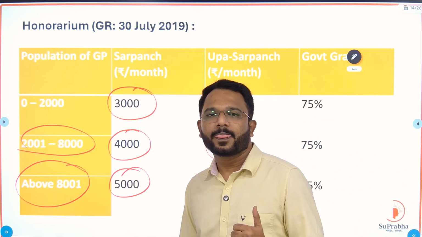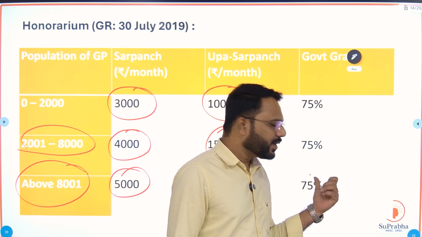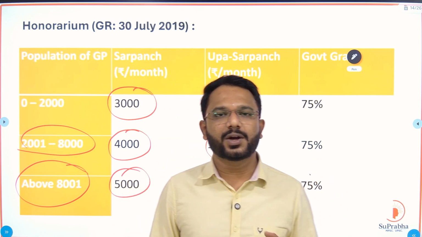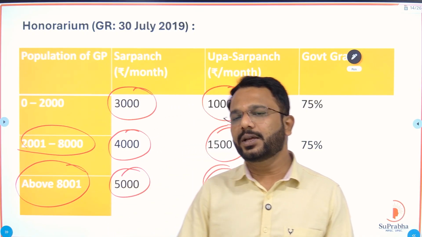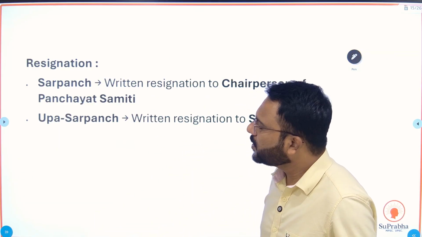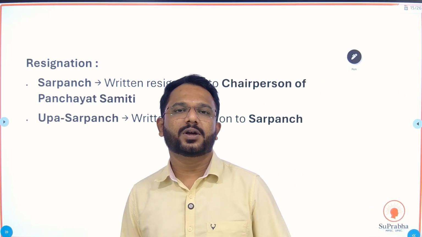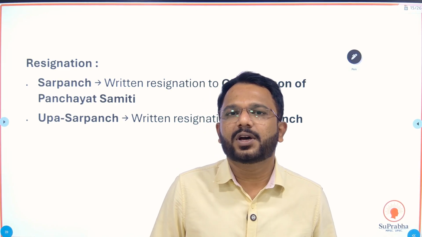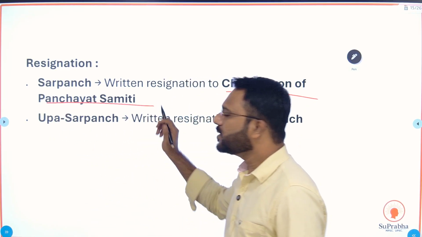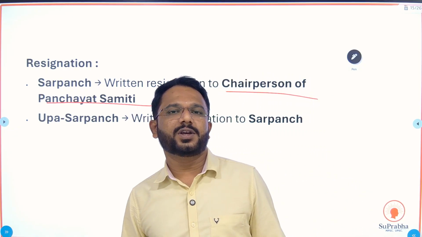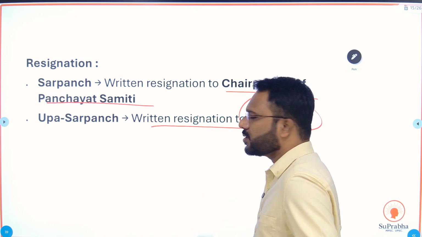The next important thing to note here is that the state government gives a 75% grant to pay the salaries for the Sarpanch and Upsarpanch positions. Next topic is resignation. The Sarpanch, if he wants to resign, gives a letter of resignation to the chairperson of Panchayat Samiti, and the Upasarpanch, if he wants to resign, gives the resignation letter to the Sarpanch.